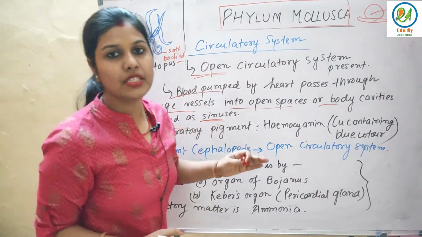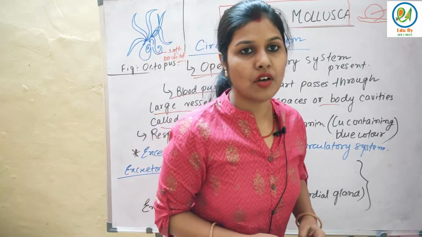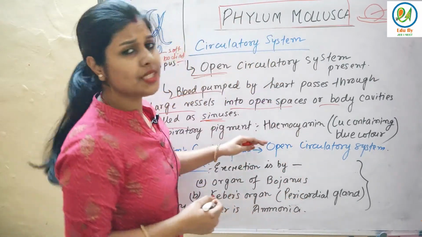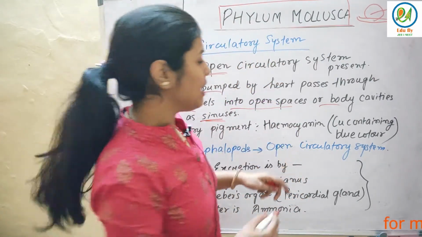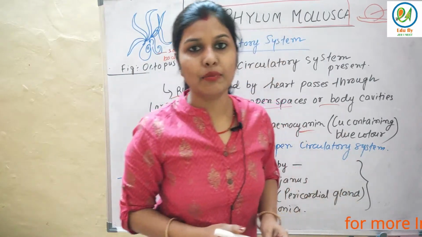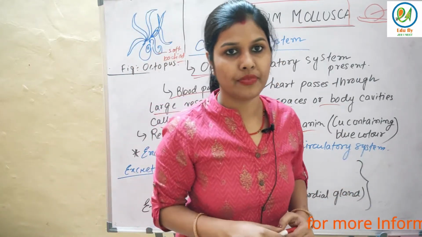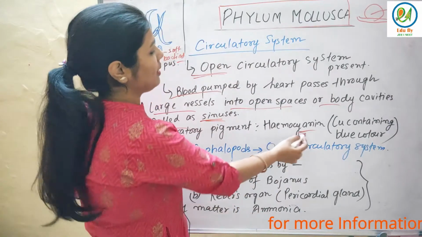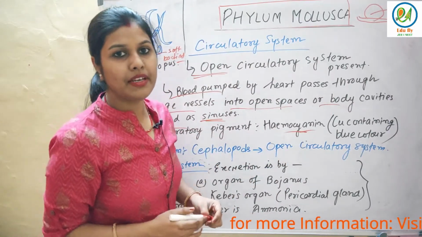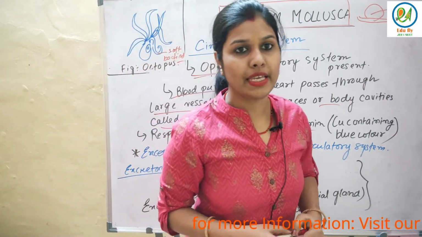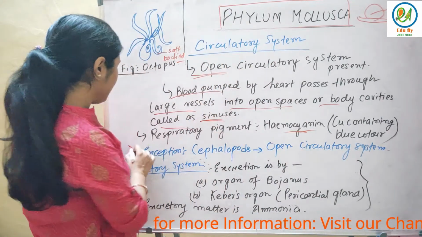In this form the circulation takes place in case of mollusk. What is the respiratory pigment? It is hemocyanin. Hemocyanin is copper containing and blue in color. So they have a blue colored respiratory pigment, hemocyanin, in case of mollusk. Fine. But there is always an exception.